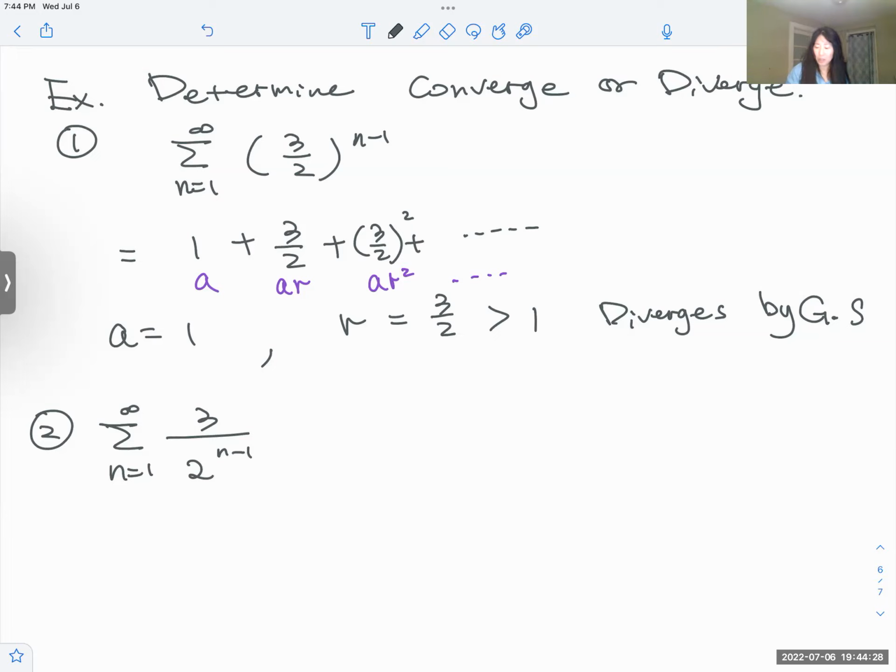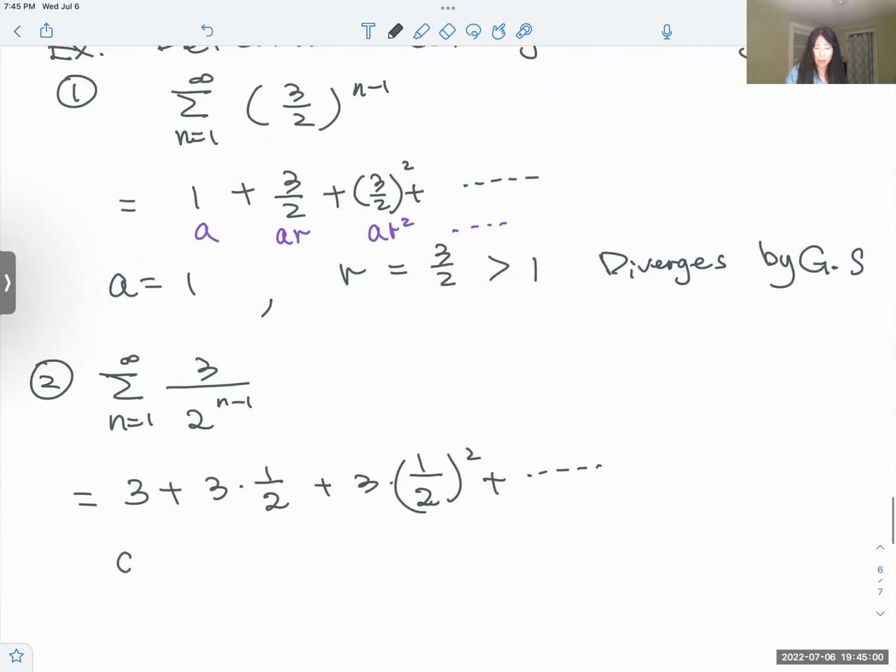Okay, look. When n equals 1, we get 3. When n equals 2, we get 3/2. And when n equals 3, we get 3 times 1/2 squared. It's better, we see, right?